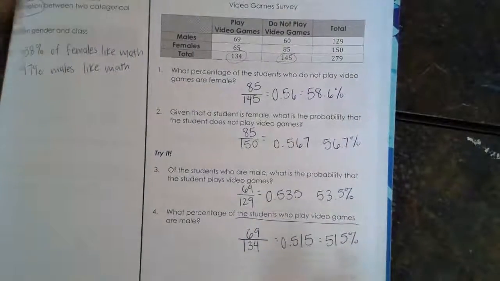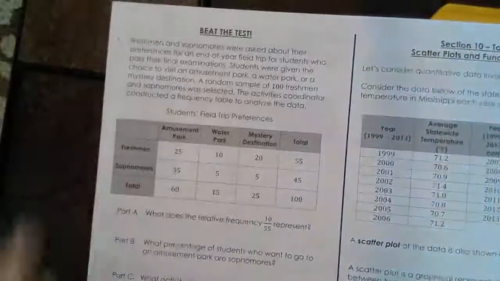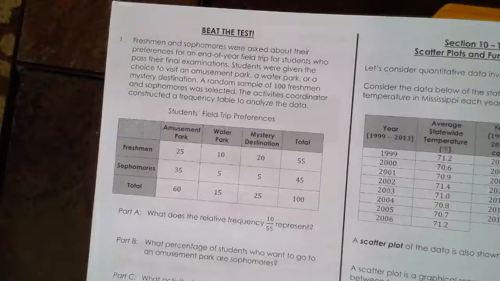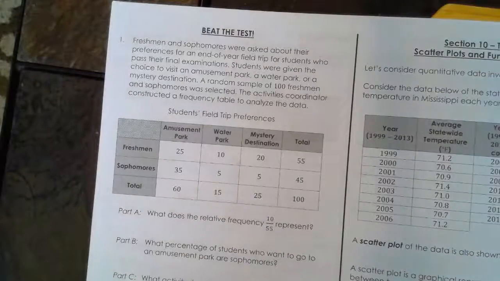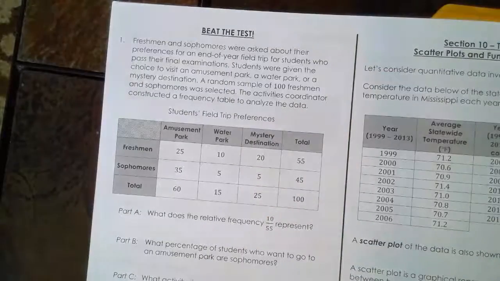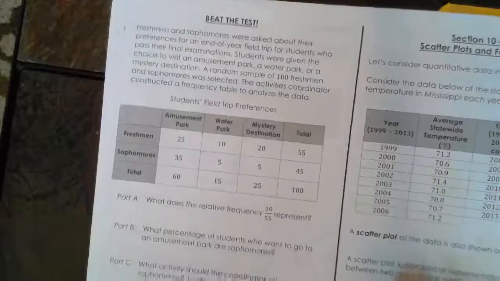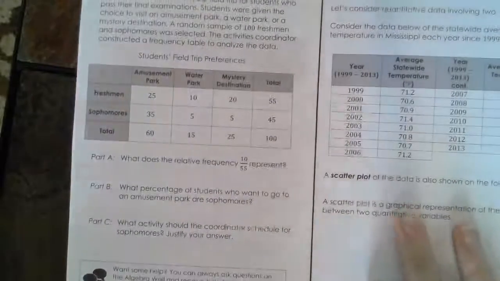Okay, moving right along, we'll do the beat the test and then be done. All right, freshmen and sophomores were asked about their preferences for an end-of-year field trip for students who passed their final exams. Students were given the choice to visit an amusement park, a water park, or a mystery destination. A random sample of 100 freshmen and sophomores was selected. The activities coordinator constructed a frequency table to analyze the data. What does the frequency 10 out of 55 represent?